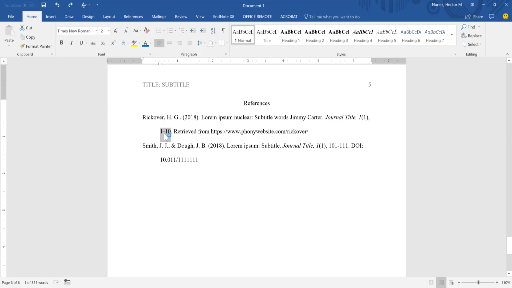Now, this doesn't mean that every journal article is going to start with the number 1, because a journal may be a few hundred pages long. So for instance, when I go to my next one, I have Smith and Doe, and I have that citation, but if I take a look at the page range here, it's 101 to 111.